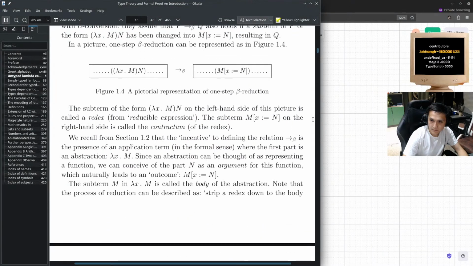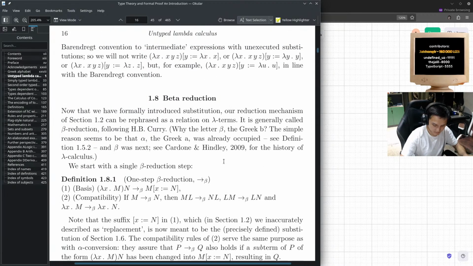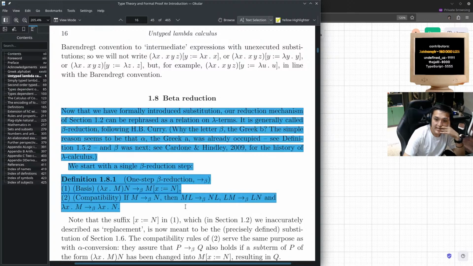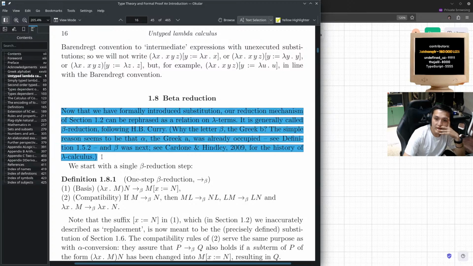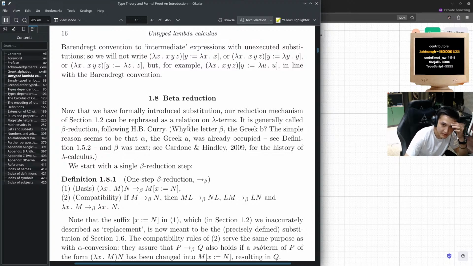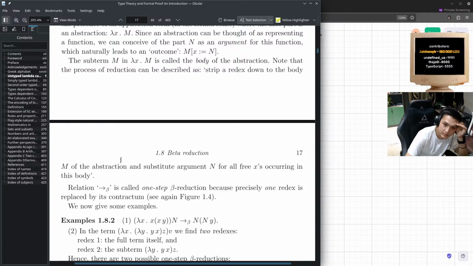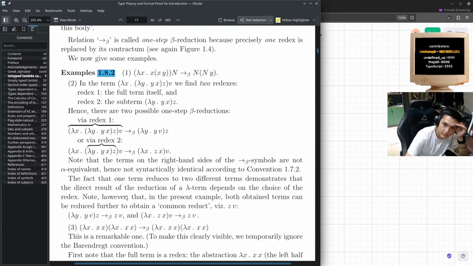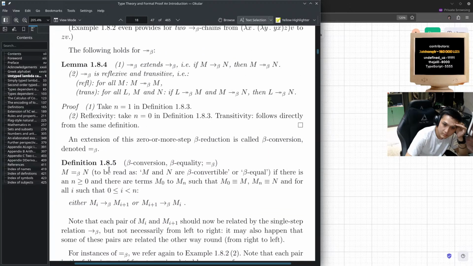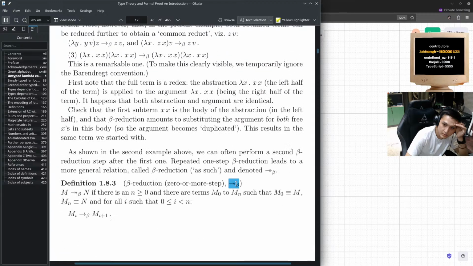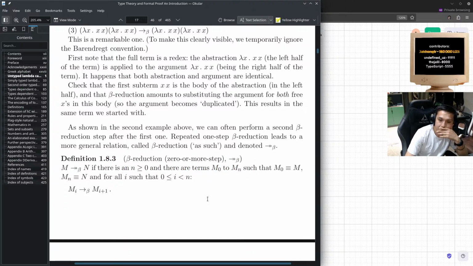Cool. So we can just start with beta reduction from the start all over again. Do you mean the chapter of beta reduction from the start? Not from the start, just a refresher. We stopped at one place, right? I think we should start from the double beta reduction relation, the one with the double arrow, zero or more steps. Definition 1.8.3. Let me get my PDF ready.